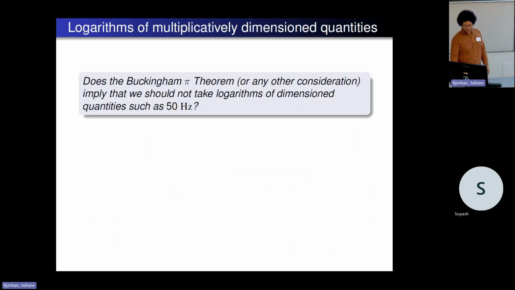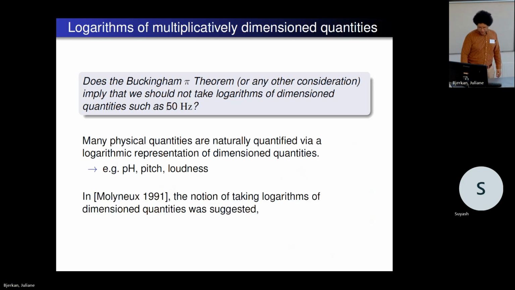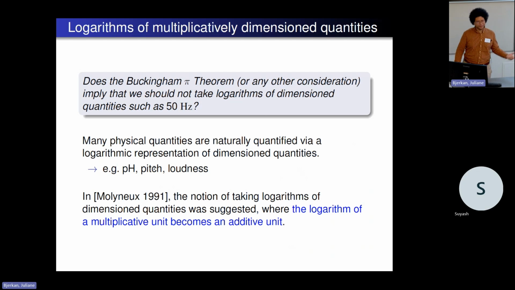Now, does the Buckingham Pi theorem imply that we should not be allowed to take logarithms of quantities like 50 hertz? Well, let's think about this. There are many physical quantities that are naturally quantified via a logarithmic representation of a dimensioned quantity. For example, pH, pitch, as we've discussed, and loudness. And in this paper from 1991, the notion was suggested of taking logarithms of dimensioned quantities, like 50 hertz, where the logarithm of a multiplicative unit becomes an additive unit.